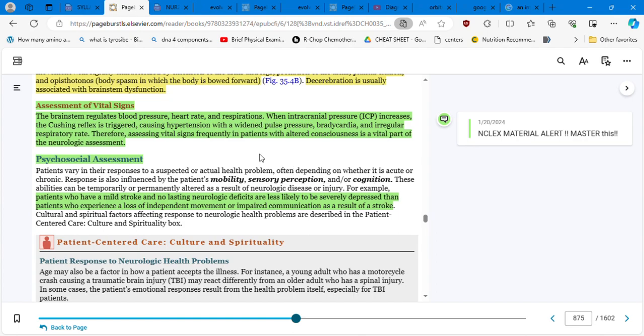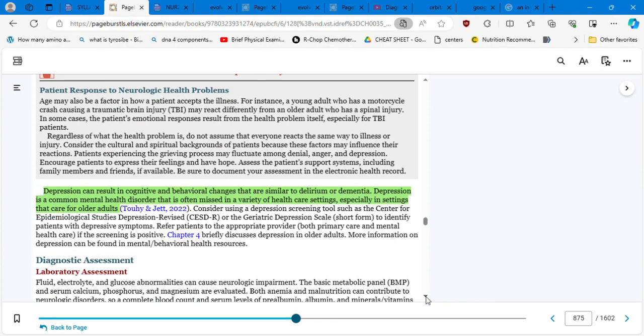Okay, psychosocial assessment. For example, patients who have a mild stroke and no lasting neurologic deficits are less likely to be severely depressed than patients who experience a loss of independent movement or impaired communication as a result of a stroke. Of course, that is very depressing, right? And depression can result in cognitive and behavioral changes that are similar to delirium or dementia. Let me repeat: depression can result in cognitive and behavioral changes that are similar to delirium or dementia. Depression is a common mental health disorder that is often missed in a variety of healthcare settings, especially in settings that care for older adults.